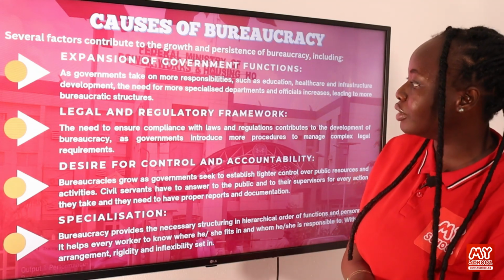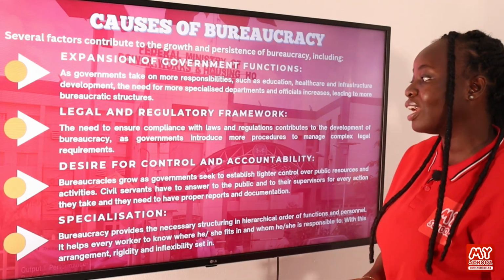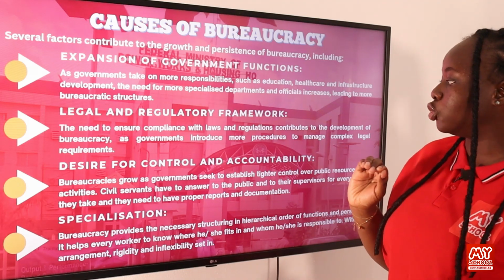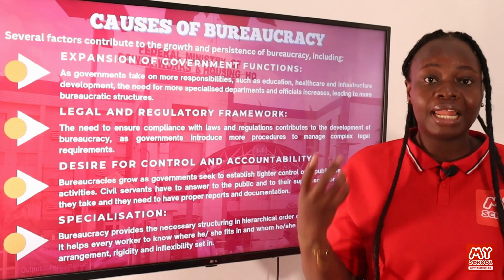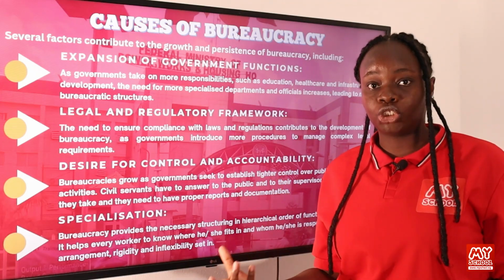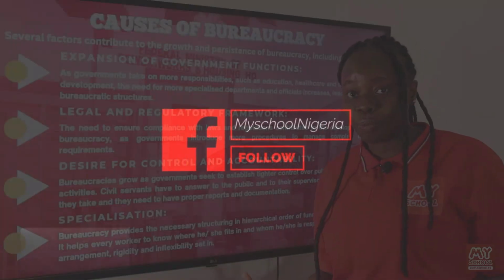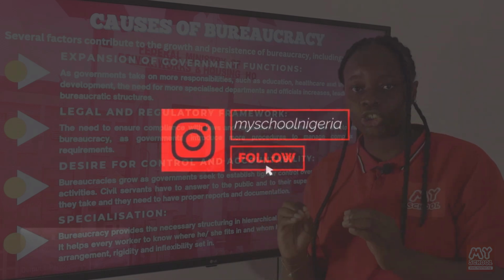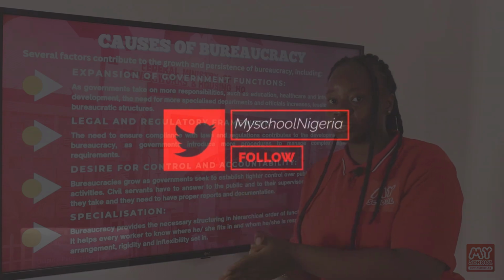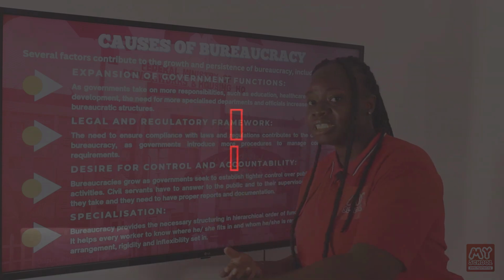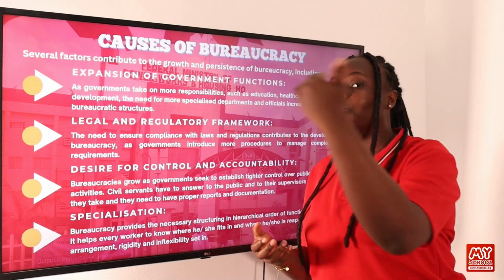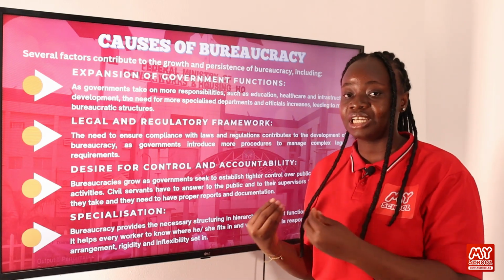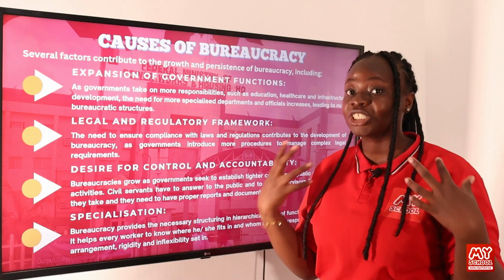Then we also have the legal and regulatory framework. The need to ensure compliance with laws and regulation contributes to the development of bureaucracy, as governments introduce more procedures to manage complex legal requirements. So the governments are accountable to the people, and when they do not perform their job properly, they have to lay the blame on someone. And with the existence of these rules and regulation, they know where to lay the blame, so that whenever there is a problem, they can immediately remove a particular person from office and put a more qualified person. So adherence to rules and regulation is very important in the Nigerian civil service to ensure accountability and transparency.